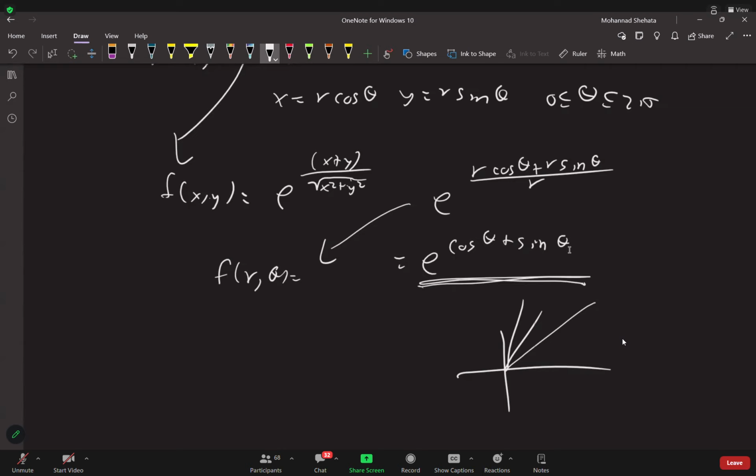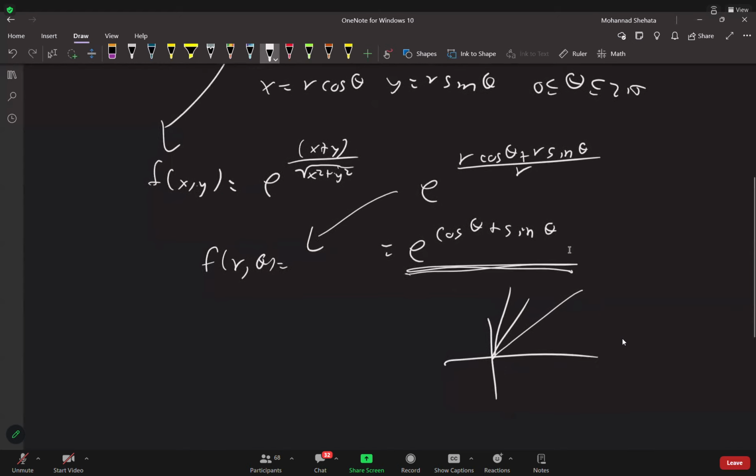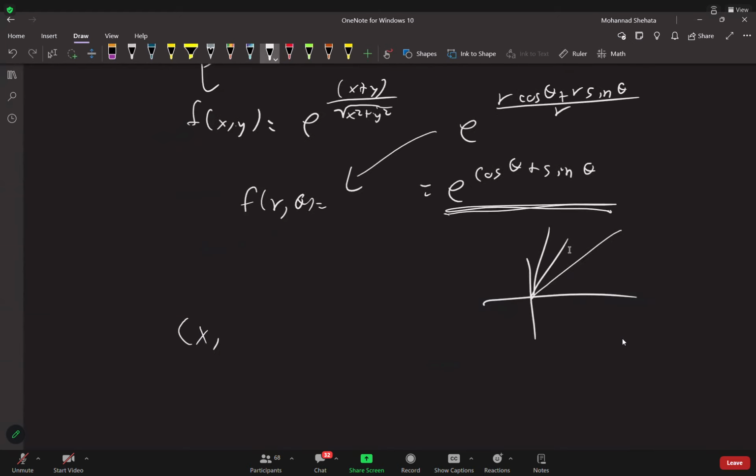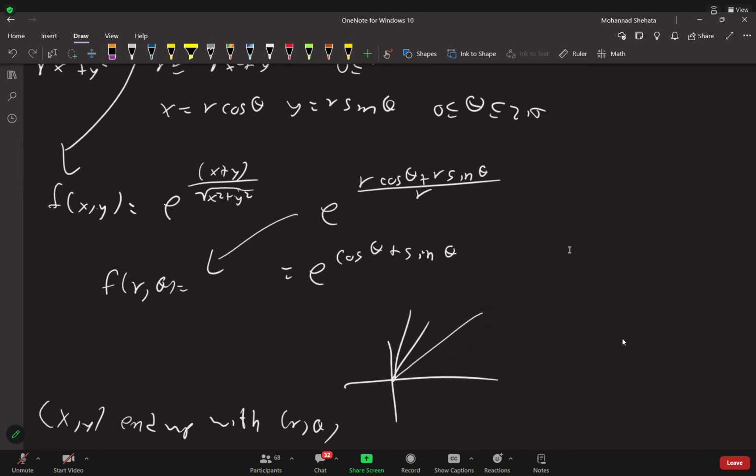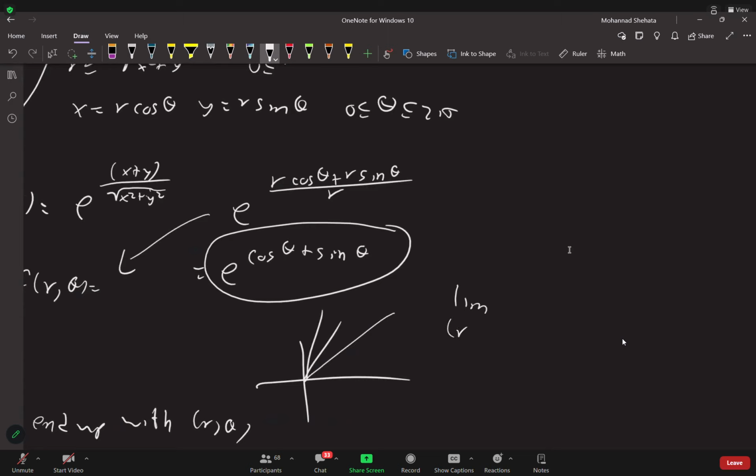So there are two ways of approaching this. If I do a substitution with x, y, I end up with r, theta. I end up with this expression. Sorry, not this, I ended up with this. I want r to go to 0, right?